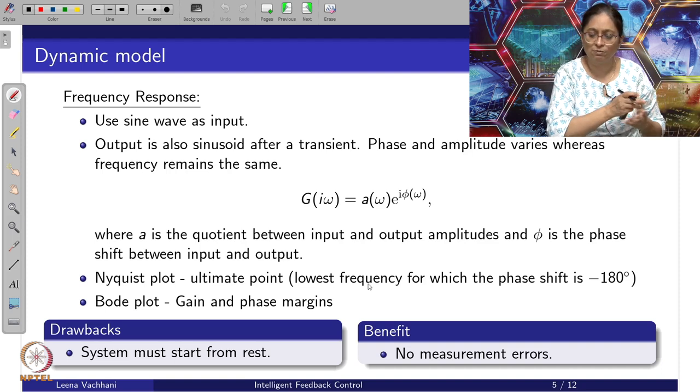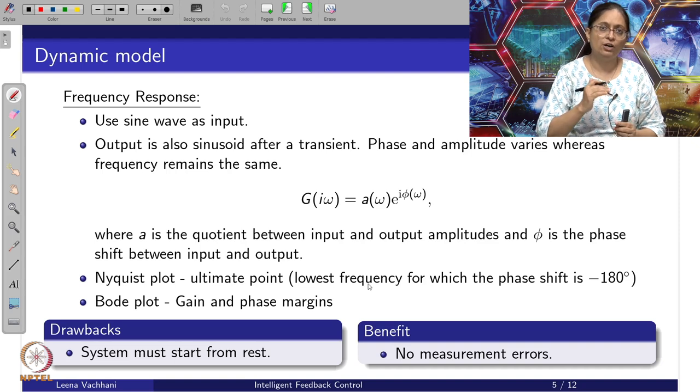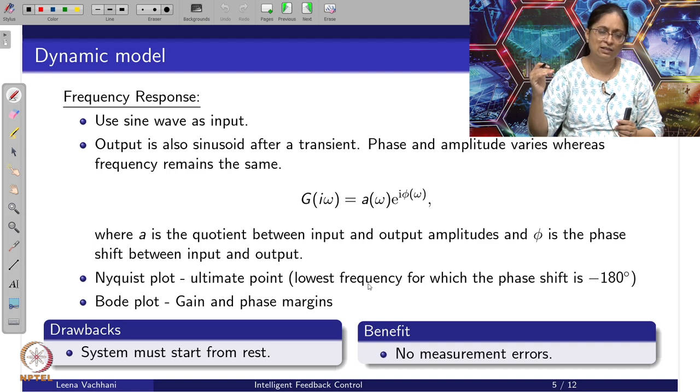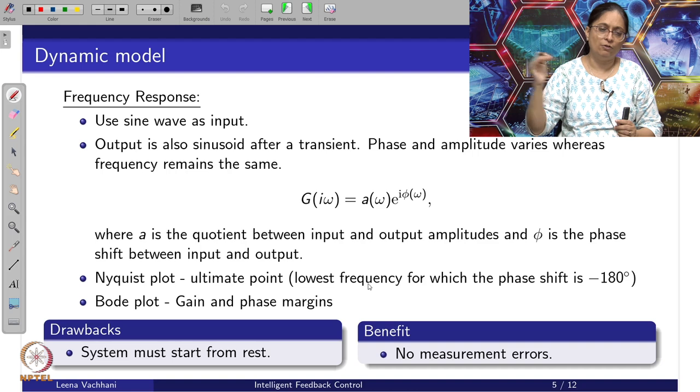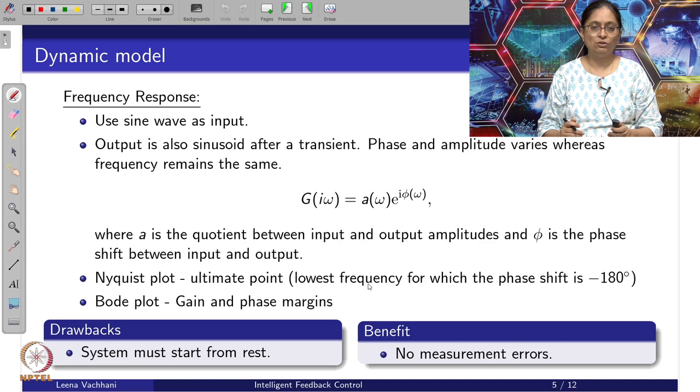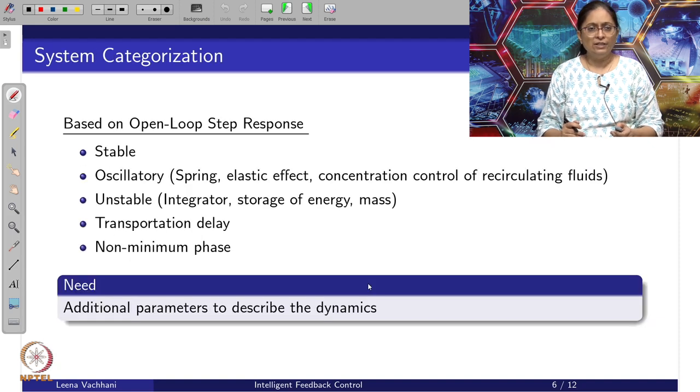Whereas in the transient response way, one can apply a step input, make sure the system reaches steady state, then give another bump of the step and collect the input and so on, if we want multiple measurements to avoid measurement errors. All right.